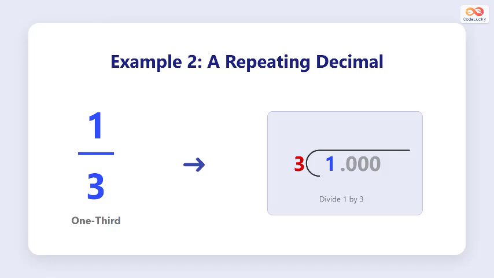Let's look at a repeating decimal example, 1/3. We follow the same rules. Place the 1 inside the bracket and the 3 outside. Add a decimal point and some zeros to the 1 so we can perform the division.